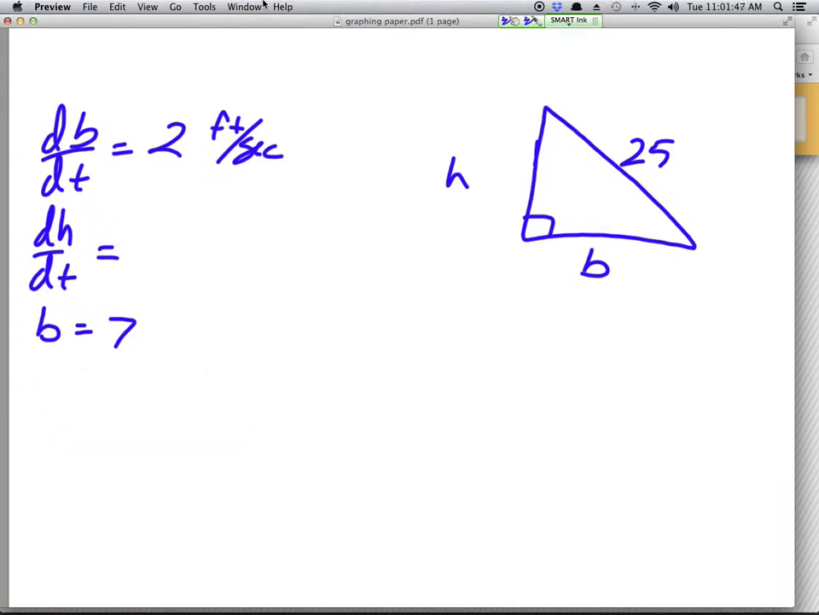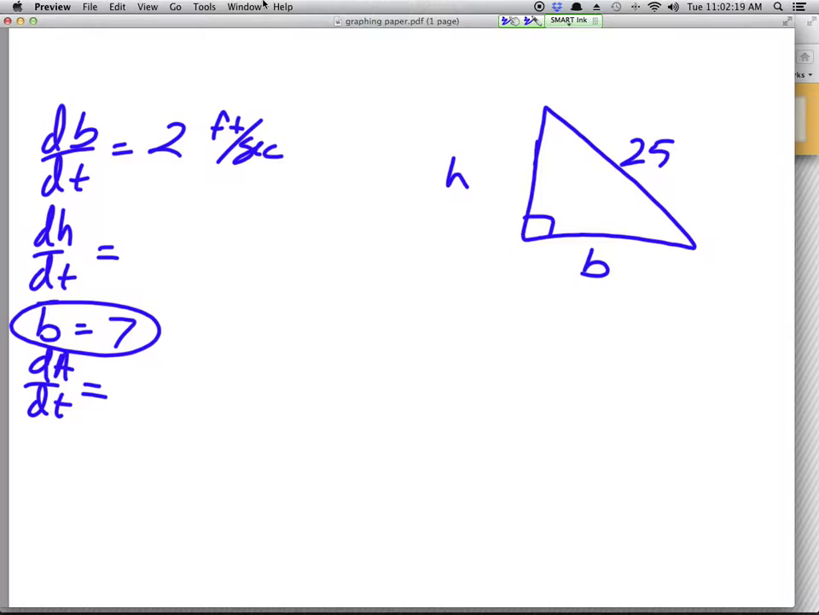Part B says, consider the triangle formed by the side of the house, the ladder, and the ground. Find the rate at which the area of the triangle is changing. So what do they want me to find this time? The area, dA over dt, when the base of the ladder is 7 feet from the wall. So again, my base is still 7.